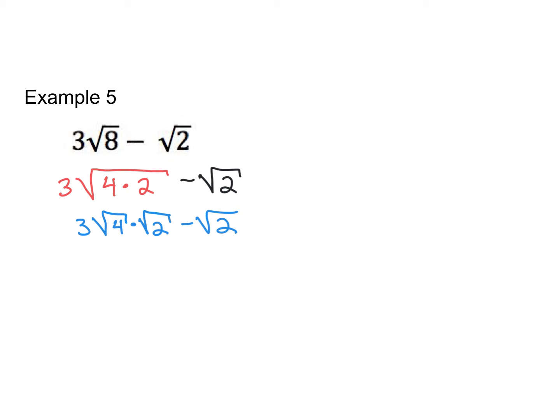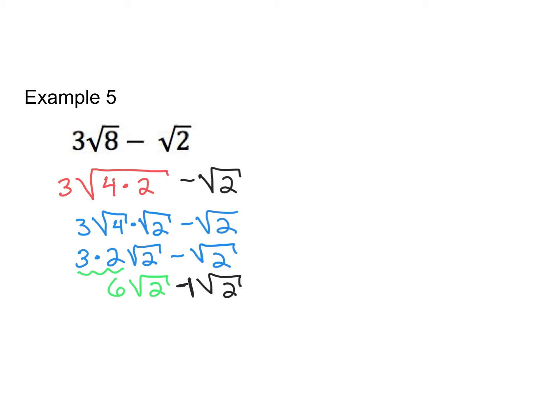So square root of 4, it's a perfect prime. Square root of 4 is 2. We are multiplying it by the coefficient, the front number, which is 3. And we still have the square root of 2, and then the minus square root of 2. 3 times 2 is 6 square roots of 2. We still have the minus square roots of 2. And remember that there's 1 sitting at the end.